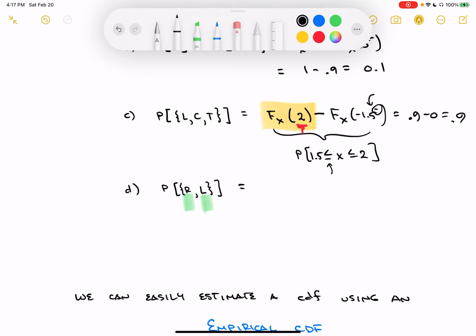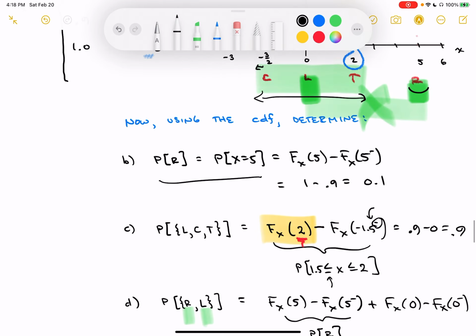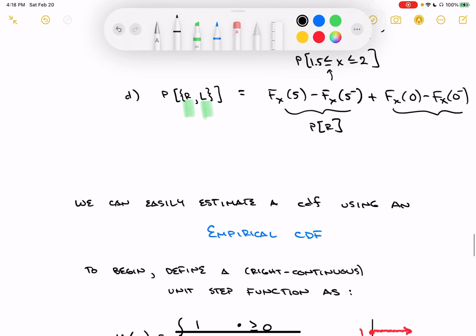So I can do this as what was an R? That was x equaling 5. So this is going to be F_X of 5 minus F_X of just going a little to the left of 5. And then I'm going to add to that what was my L in there? That's a value 0. So I'm going to have F_X of 0 minus F_X of 0 minus. By the way, this is the probability of a resistor. We saw that back up here. And this other one is a probability of an inductor. They're mutually exclusive, so we can just add their probabilities.